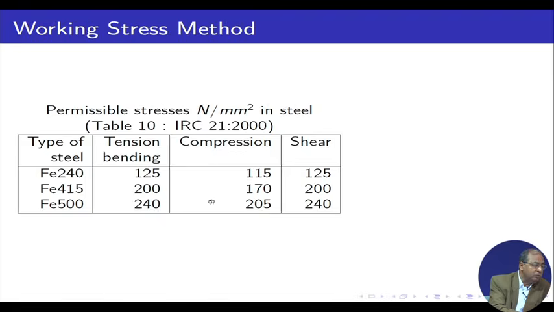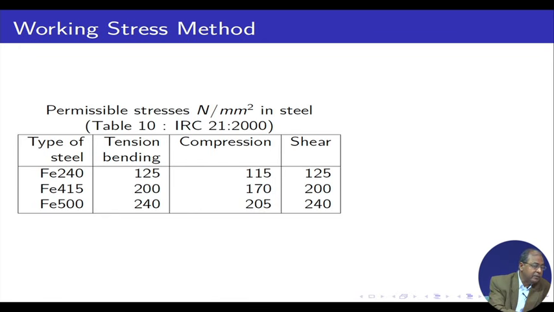Now, next we have the steel grades Fe 240 as in IRC 21, Fe 415, Fe 500, and then we have these values for tension, bending, compression, then shear. I have taken these from Table 10 just as a ready reference, so that I could refer to that code, but I think it is appropriate to inform you here where these values stand.